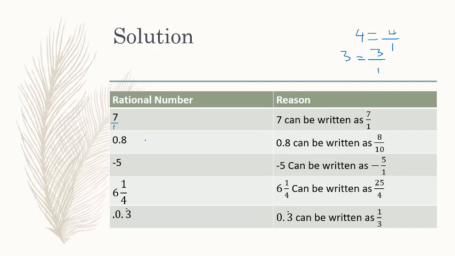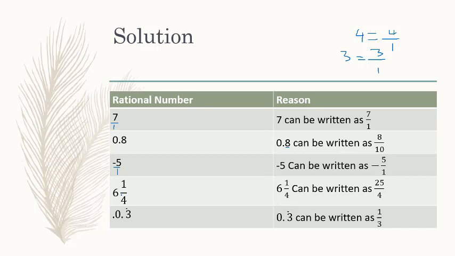0.8, remember, we take the number after the decimal point as the numerator, and we count. We have one digit after the decimal point, then we put 10. Then we say 0.8 is a rational number because it can be written as 8/10. And what about -5? Remember what I said. Every single number has 1 as denominator. Then -5 is a rational number because -5 can be written as -5 over 1. This is it. And what about 6 and 1/4?